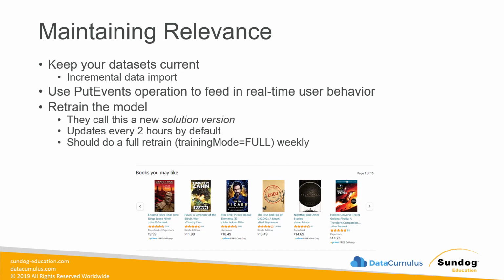Now, every so often you do need to retrain the entire model, and they call this a new solution version. So every 2 hours by default, it will retrain your model for you with all the latest and greatest data. But you still want to do a full retrain at least weekly. The incremental retraining based on new data is good enough for a while, but you really want to retrain the entire thing once in a while to get the best results. So AWS's recommendation is to do a full retrain weekly, and you do that by just setting the training mode parameter to full when you do that.